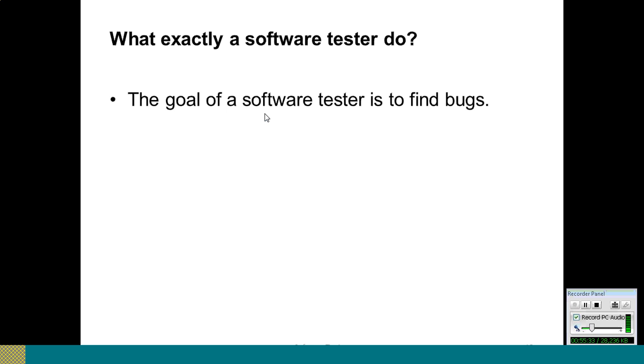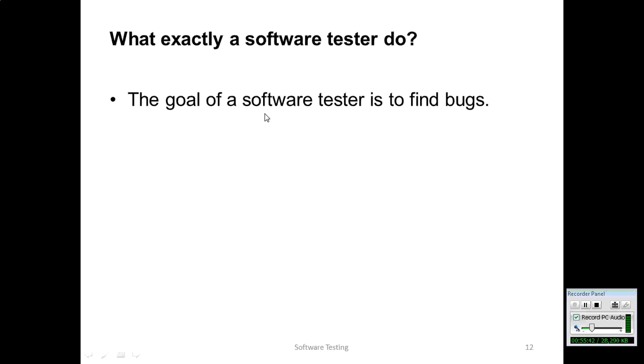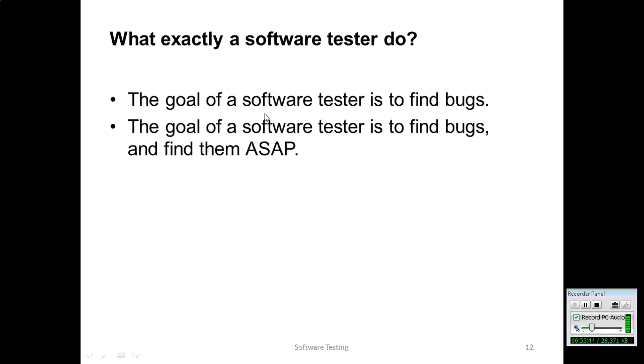But once you find the defects, is your job done? No. Let's see what you can do. The goal of a software tester is to find bugs and find them as soon as possible. We have seen in the previous slide how much it will cost to fix the defects. The person has to find the defects as soon as possible. Of course, once you find the defects sooner, what are you going to do?